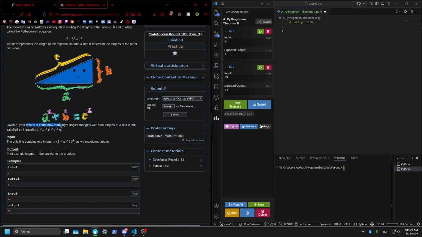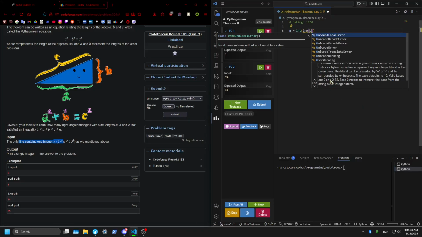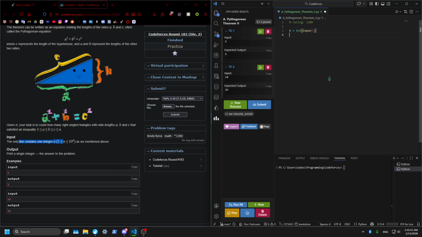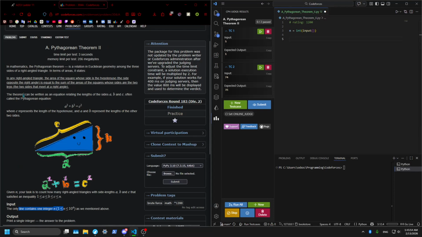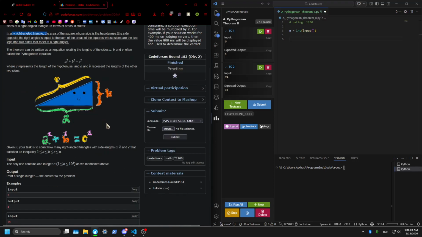Given n, your task is to count how many right-angled triangles satisfy this inequality. The only input is n. How many right-angled triangles with sides A, B, C satisfy? Okay, wait, what? So in any right-angled triangle, the area of the square whose... Okay, what do we do with n, though?